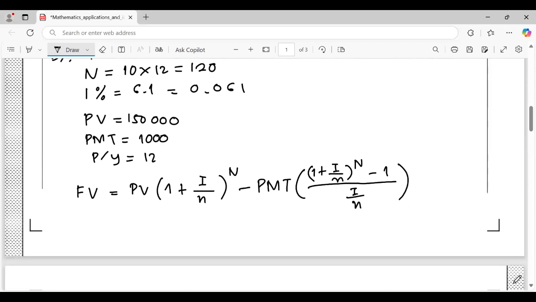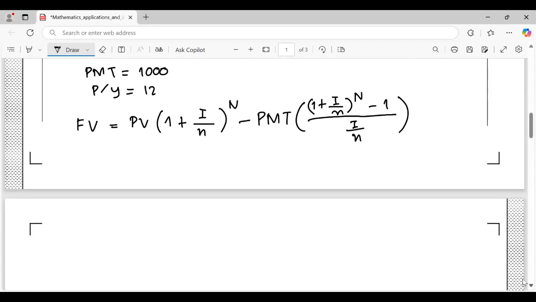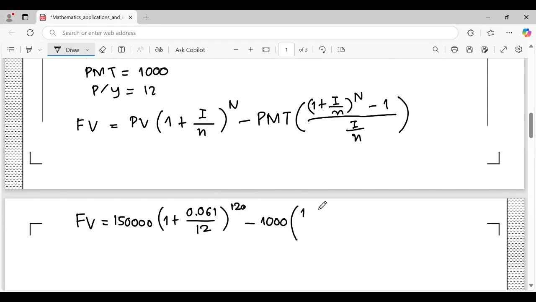And after that, substitute the numbers: 150,000 times (1 plus 0.061 over 12) power 120, minus 1,000 times ((1 plus 0.061 over 12) power 120 minus 1) over (0.061 over 12).